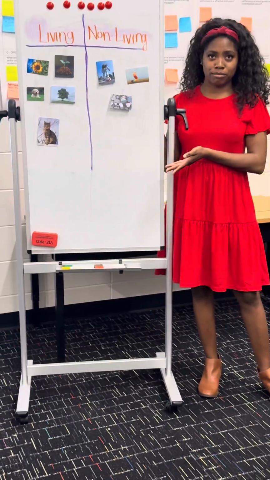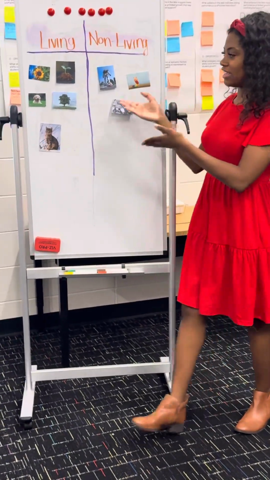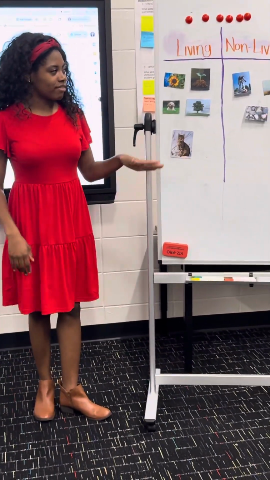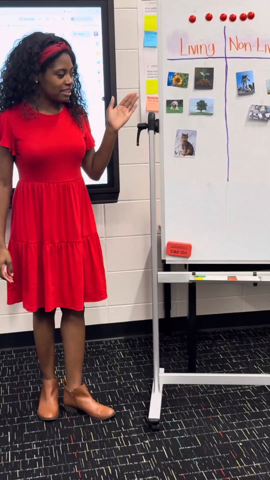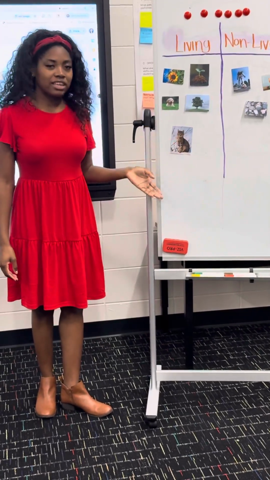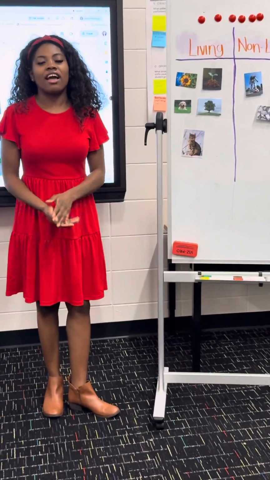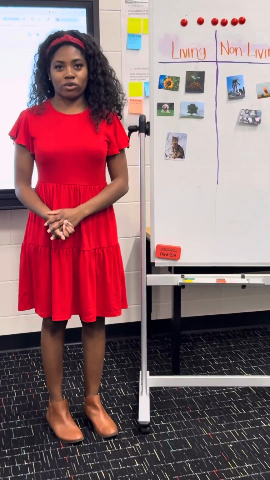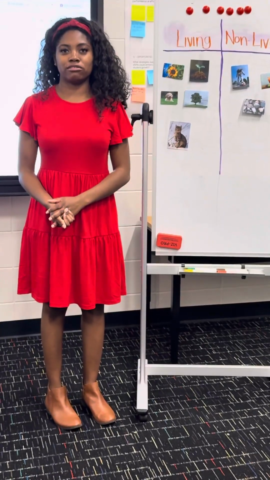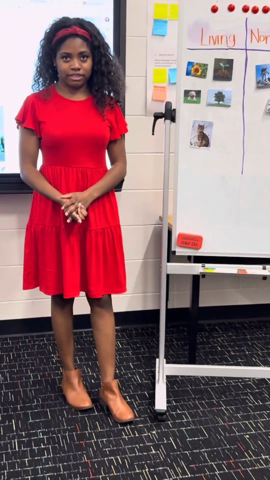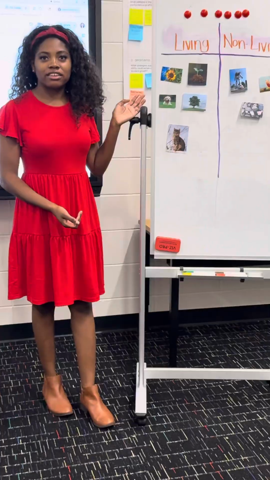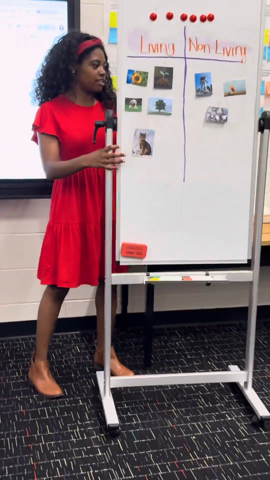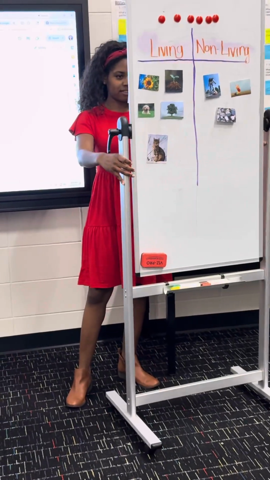They also cannot reproduce. Unlike these items on this side: some plants, a puppy, a tree, and a kitten. These things need food and water. They can also reproduce, and that's what makes them living. Did you get them right? If you did, great job, scientists.